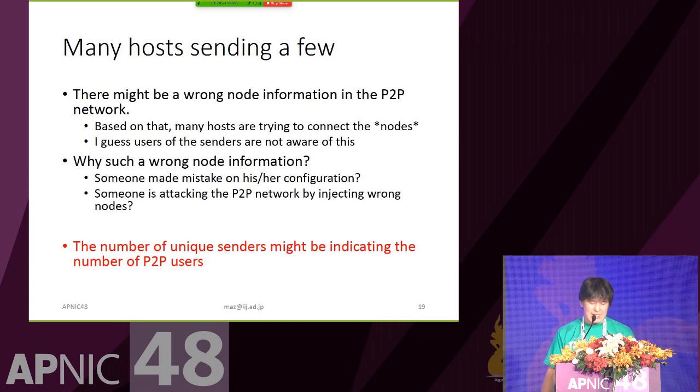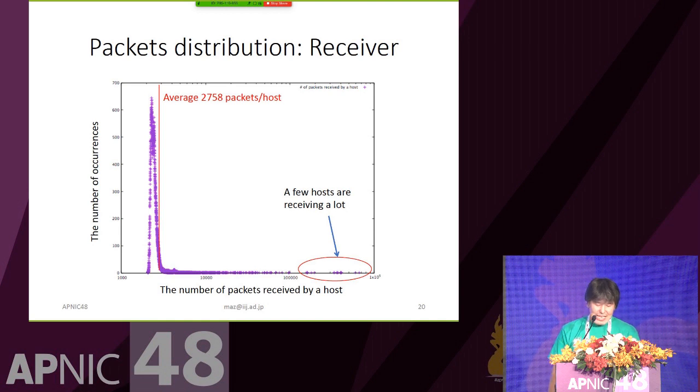Sometimes the monitoring system publishes information like unique node numbers, right? But this number might be indicating the number of peer-to-peer users. So this is the receiver side. The average was about 2,000 or almost 3,000 packets per host per day.